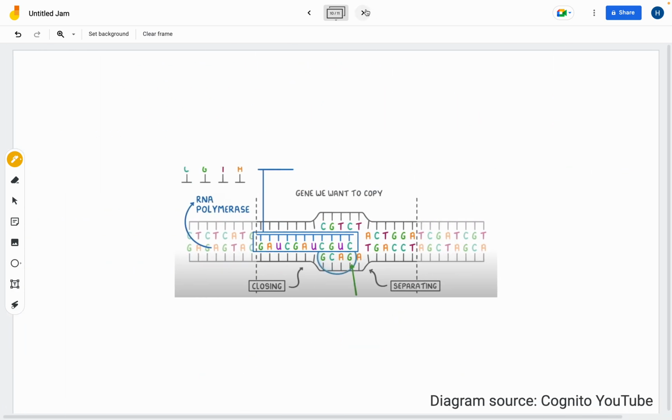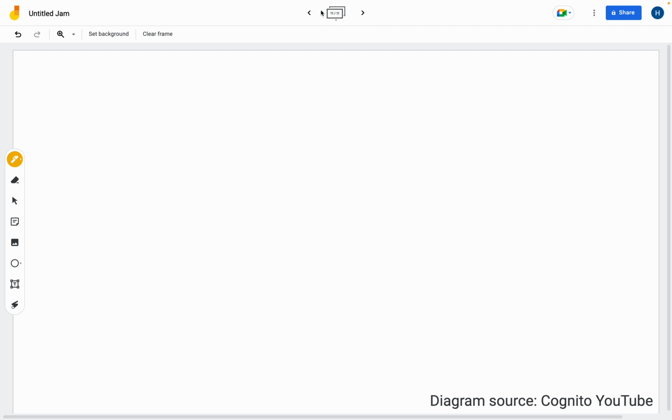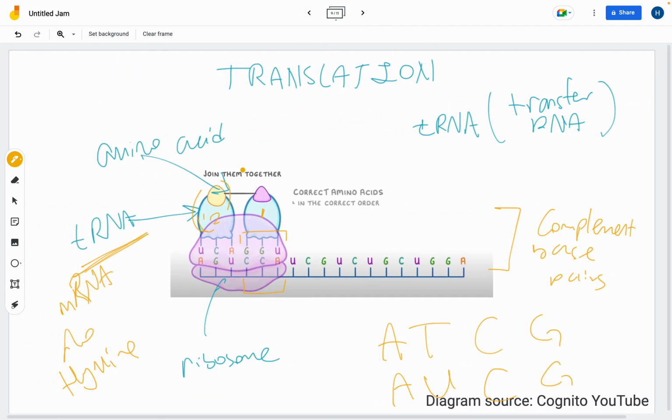And let me just check what my next page is. Okay, my next page is useless. So we have tRNA bases.